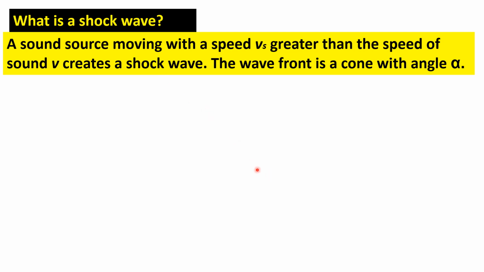Question now therefore is, what's going to happen if the speed of the source that's creating the sound becomes greater or higher than the speed of the sound itself? All right, so such phenomenon where a special kind of wave is produced as a result of having a source of the sound that is moving faster compared to the speed of the sound. Okay, that is exactly what we mean by a shock wave.